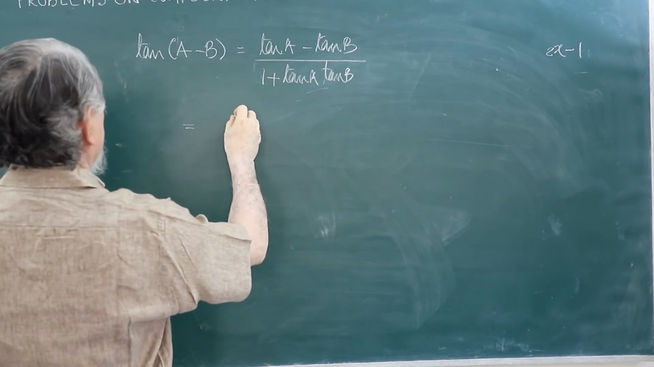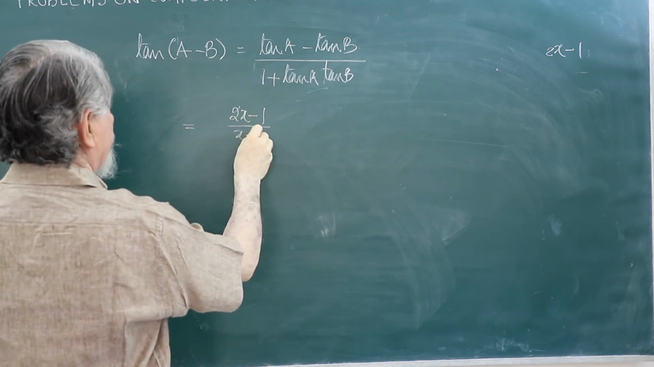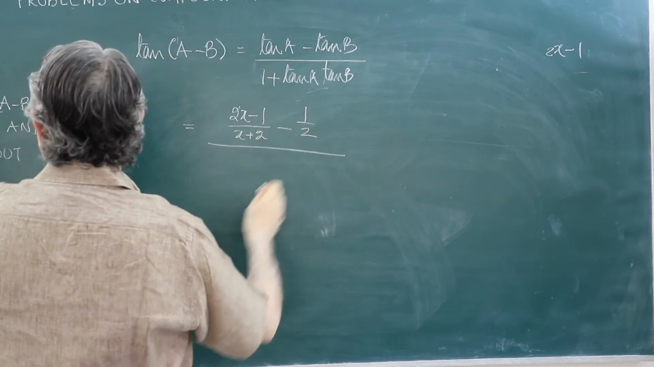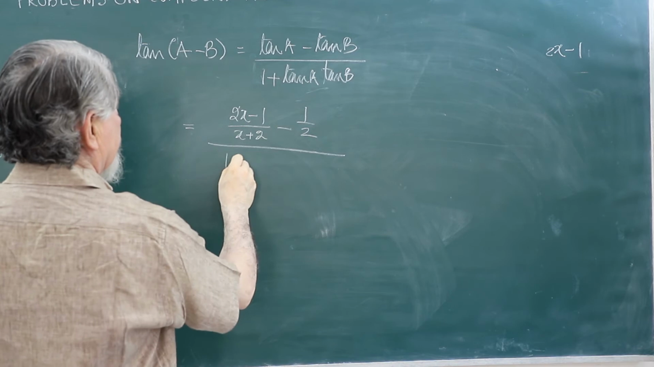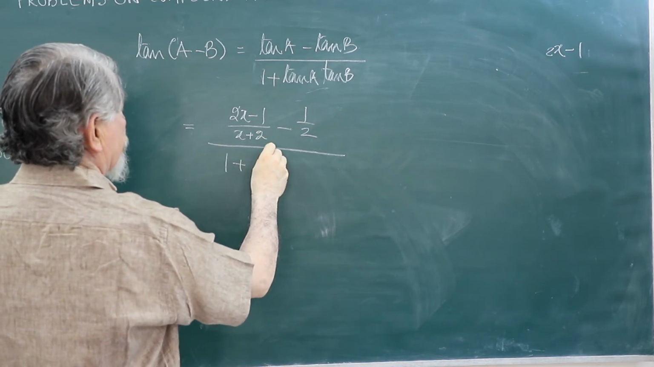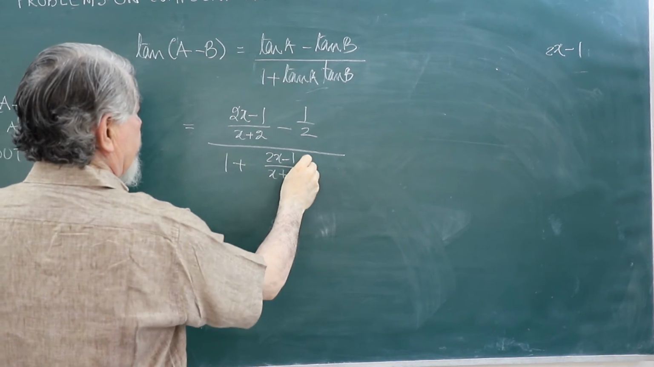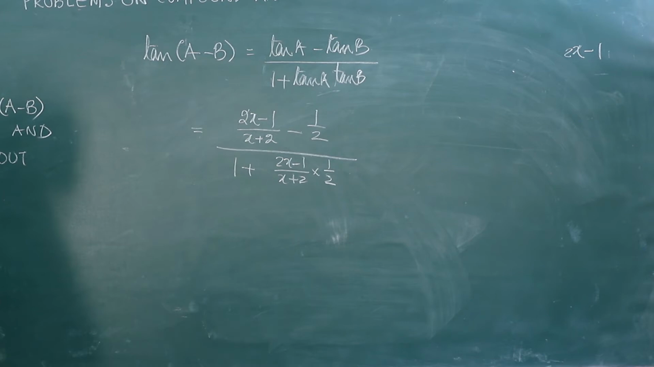tan A is (2x minus 1) upon (x plus 2), minus half upon, what is the here, 1 plus tan A is how much? (2x minus 1) upon (x plus 2) into 1 upon 2. Now it is simple algebra to solve it.